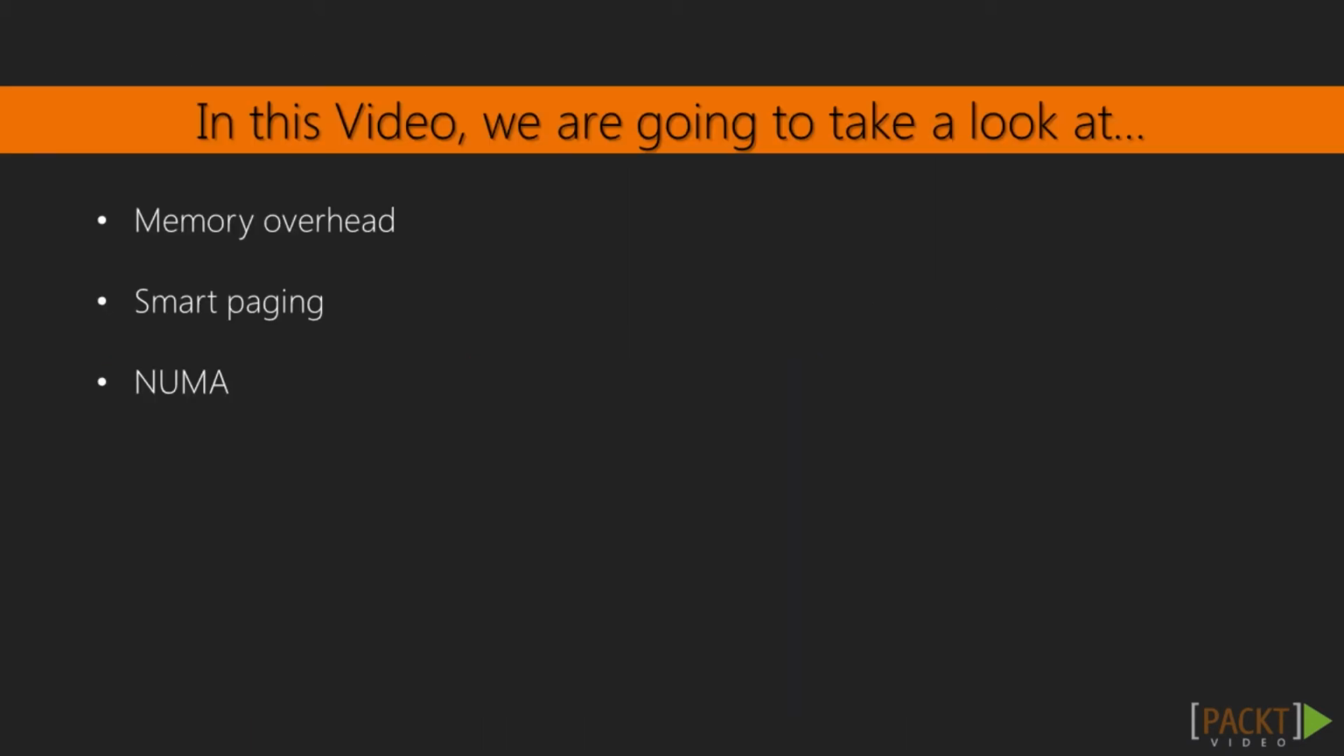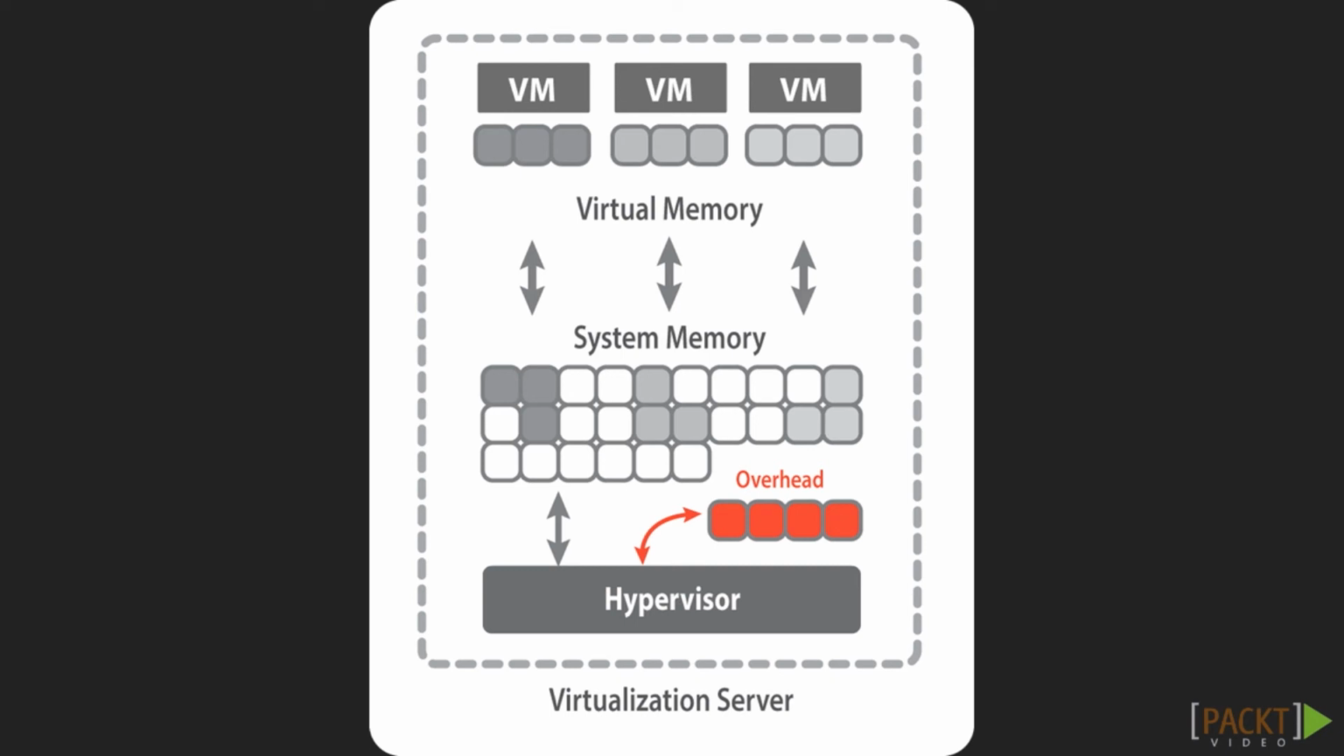First, we will look at memory overhead and what that means to Hyper-V. Next, we will look at smart paging, and then we will look at the concept of NUMA and how that affects your virtual machines.